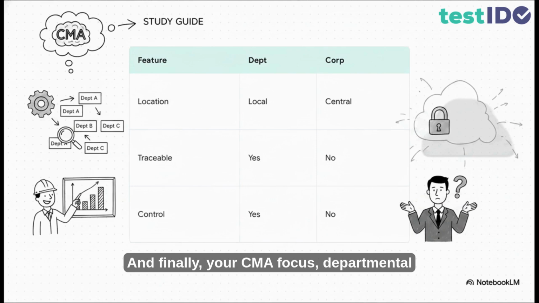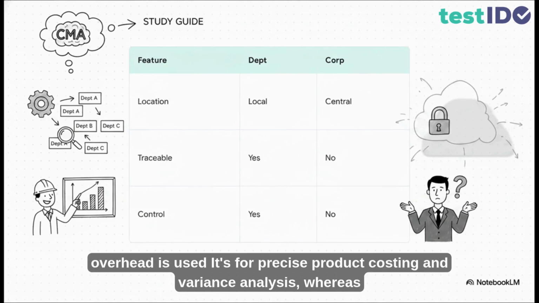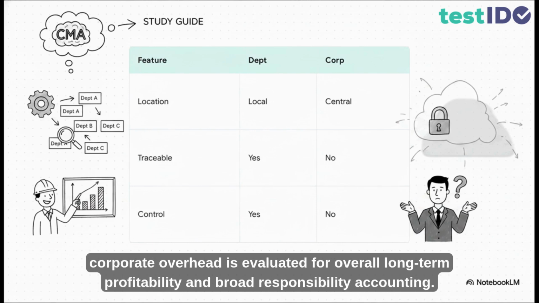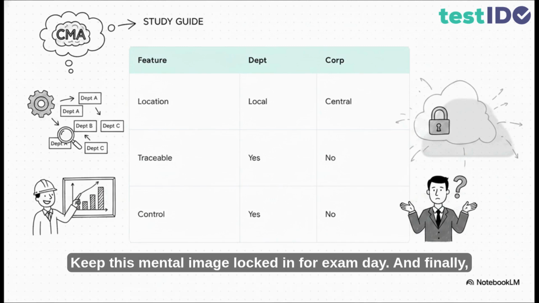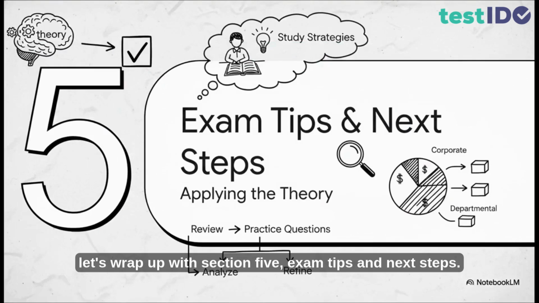And finally, your CMA focus. Departmental overhead is used for precise product costing and variance analysis, whereas corporate overhead is evaluated for overall long-term profitability and broad responsibility accounting. Keep this mental image locked in for exam day. And finally, let's wrap up with Section 5, exam tips and next steps.